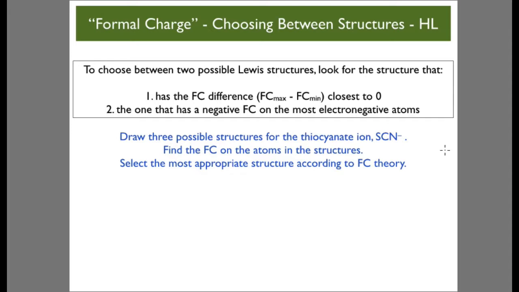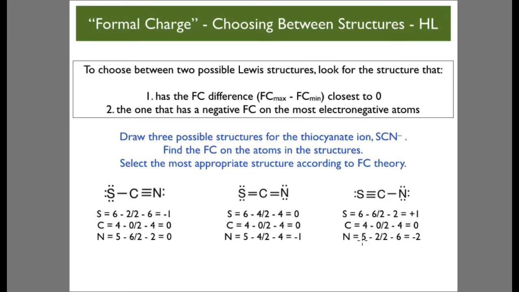Okay. So these would be the 3 structures. You can see we've got on the left here single bond sulfur carbon, triple bond carbon nitrogen. We've got 2 double bonds here, and we've got a triple bond sulfur carbon, a single bond carbon nitrogen here.